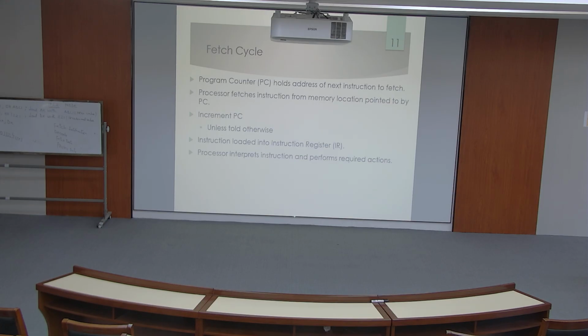Now, fetch cycle. The program counter holds the address of the next instruction to be fetched, and the processor fetches the instruction from the memory location pointed to by the PC. The PC will contain the address of the next instruction to be fetched by the microprocessor. Then it has to increment the PC unless told otherwise. We have the instruction loaded into the IR, instruction register, and the processor interprets the instruction and performs the required actions.